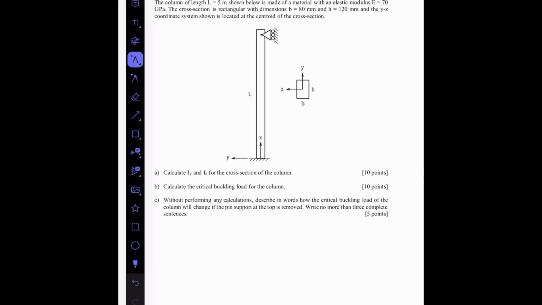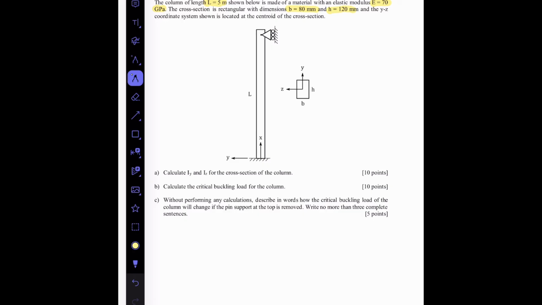So, problem 4. The column of length L equals 5 meters is shown below, made of a material with an elastic modulus of E equals 70 gigapascals. The cross-section is rectangular, with dimensions base equals 80 millimeters and height equals 120 millimeters, and the XY coordinate system shown as located at the centroid of the cross-section. So here's our column. You can see that it is pinned up at the top, and we have our cross-section.